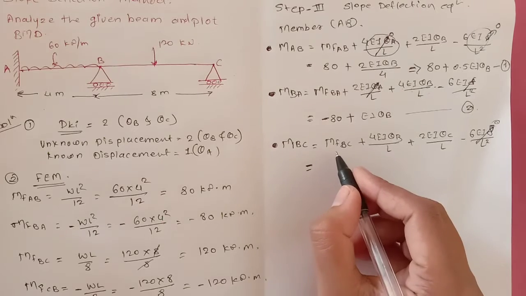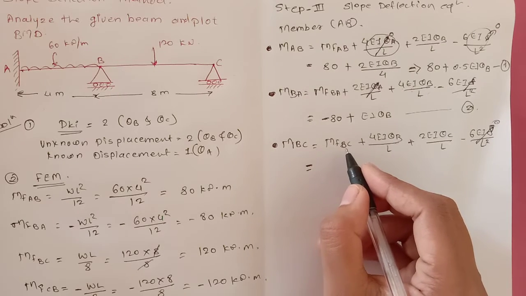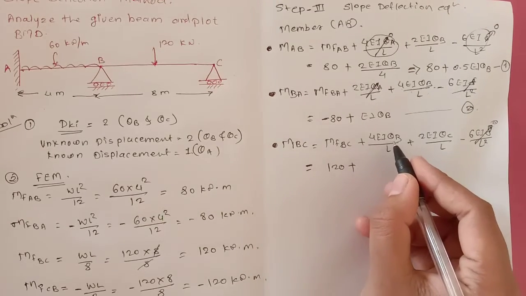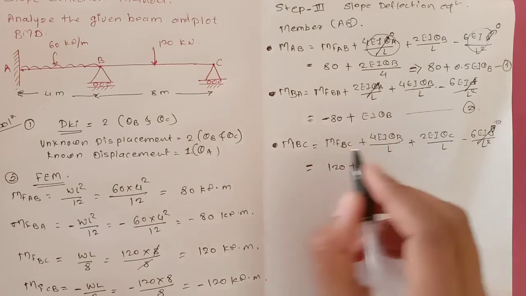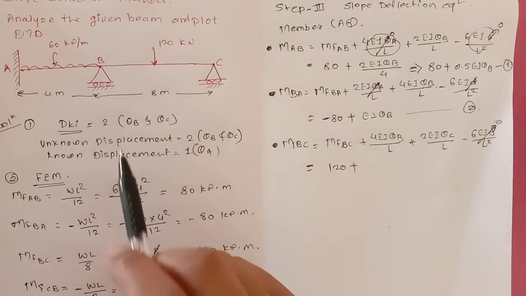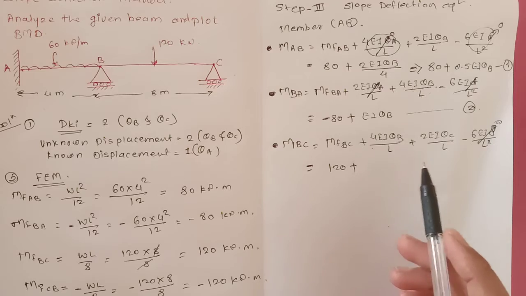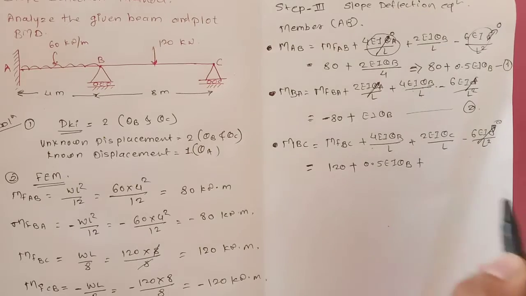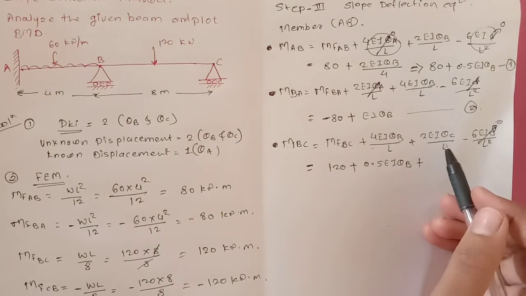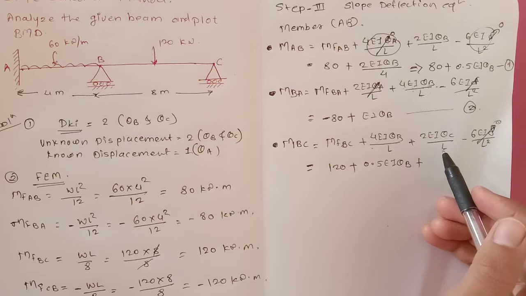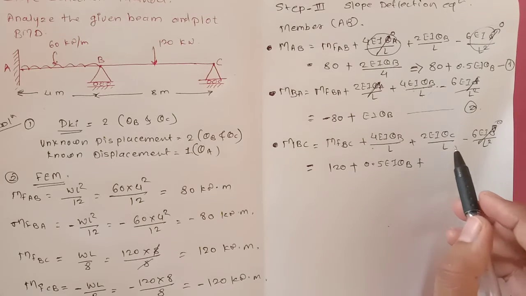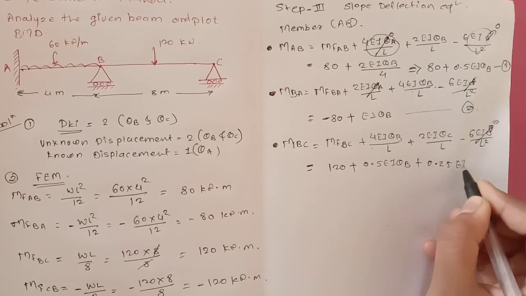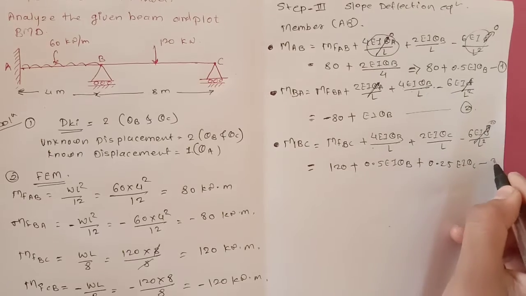to find the equation, we know that the value of fixed moment for member BC is 120 plus 4 EI theta B divided by 8. Okay, length is 8 meter for BC span. So 4 divided by 8 is nothing but 0.5 EI theta B plus 2 EI theta C divided by 8. Length is 8 meter. So 2 divided by 8 is nothing but 0.25 EI theta C. This is equation number 3. Okay.